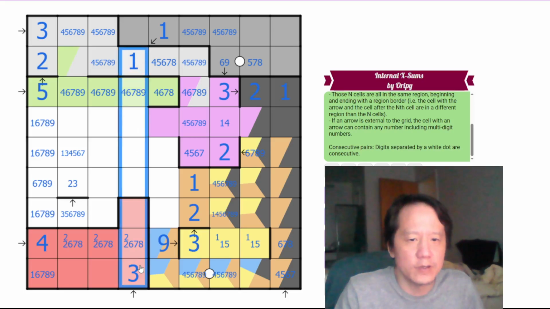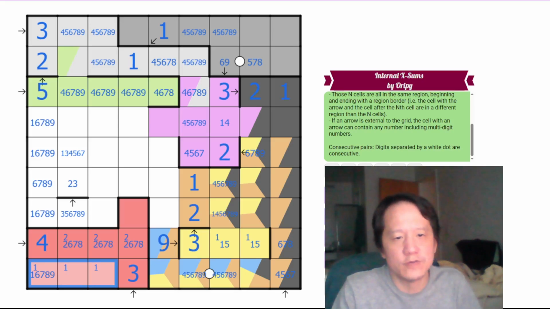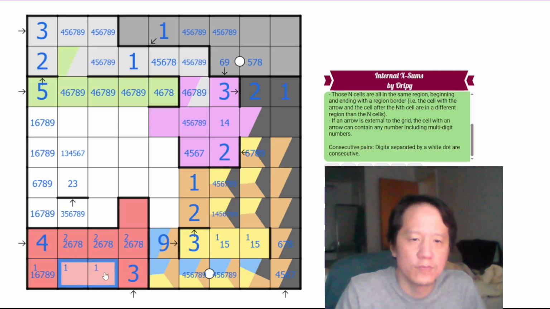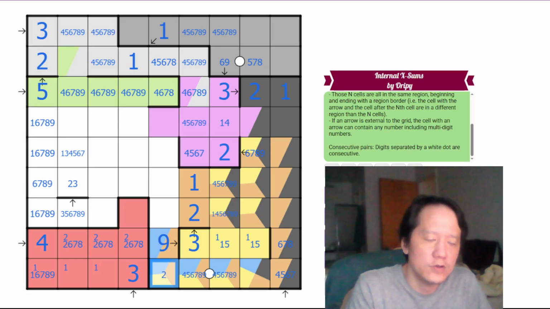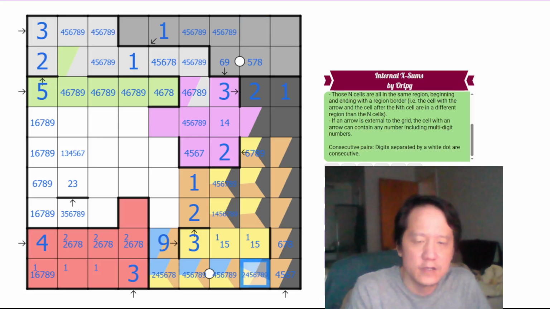One cannot be here. Therefore, 1 has to be one of these 3. Which means this can't be 1. It's 2, 4, 5, 6, 7, 8. This is 2, 4, 5, 6, 7, 8, 9.